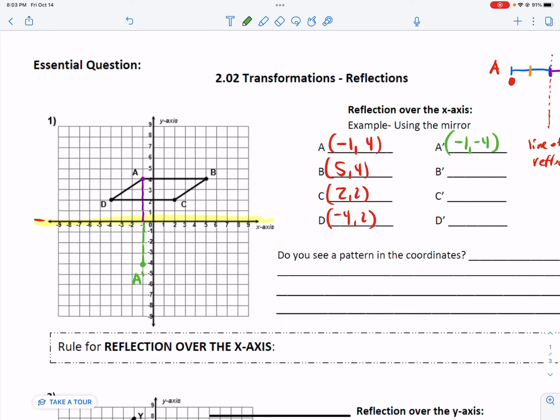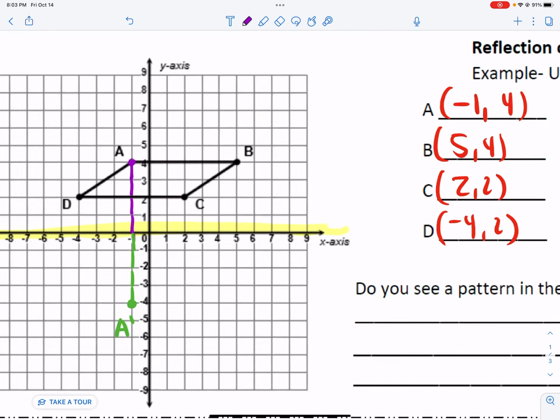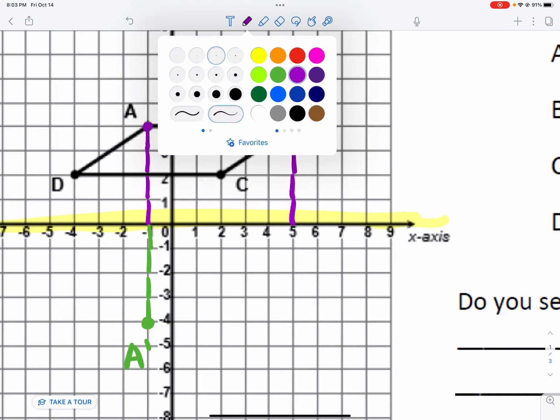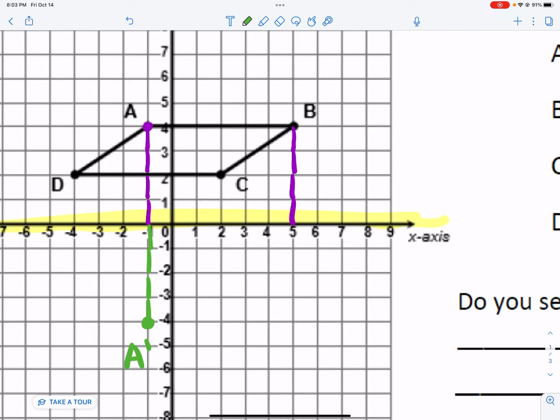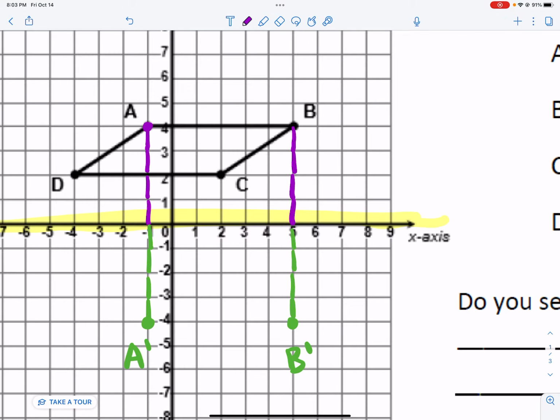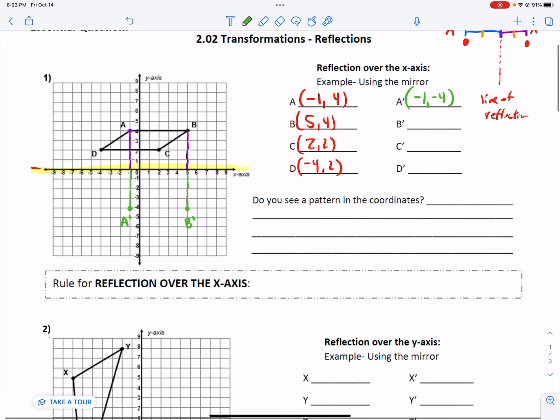All right, let's keep going. For B, I said was at 5, 4. So it's going to be 1, 2, 3, 4. Again, 4 distance from the pre-image to the line of reflection. That means it'll also be 4, 1, 2, 3, 4 for our image of B prime. I've got to write down the points for B. B prime is going to be at 5, -4.